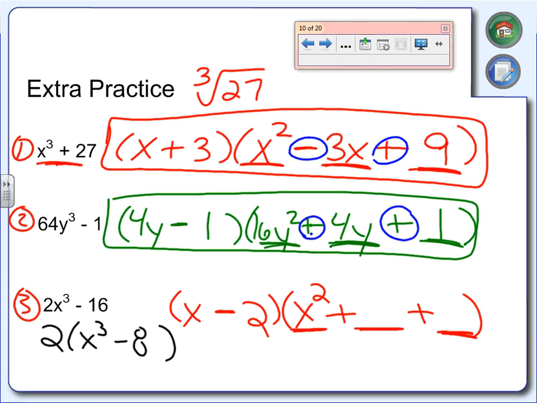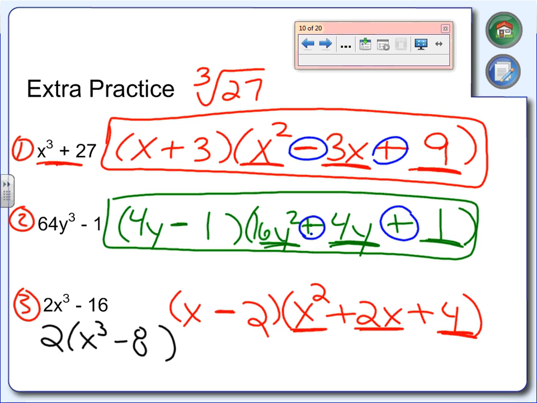To get the middle part, we're going to take both of these and multiply them together. So if I multiply the x times 2, x times 2 is going to give me a 2x. And now I need to get this last part over here. And to get the last part, I'm going to square the 2. And if you square 2, you're going to get a 4.